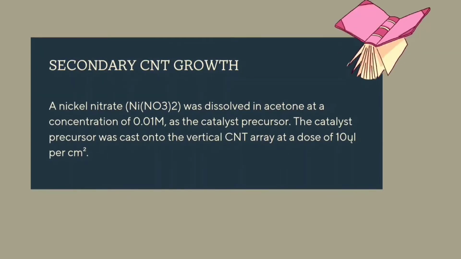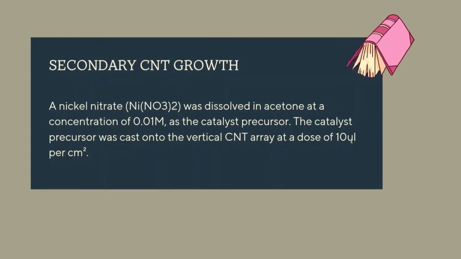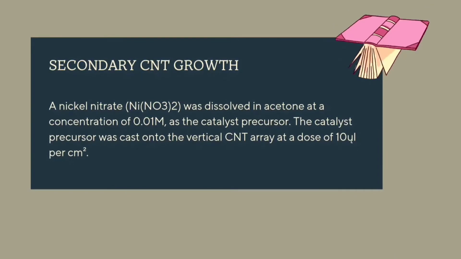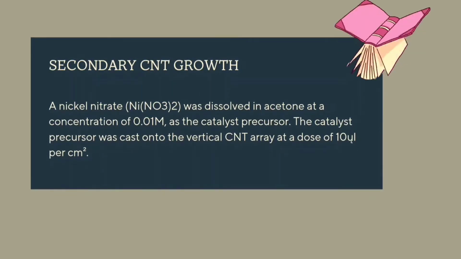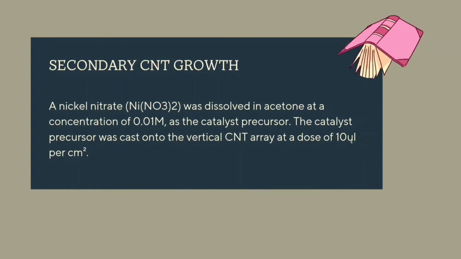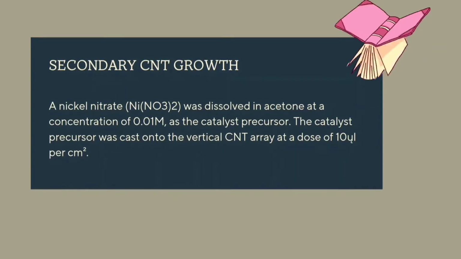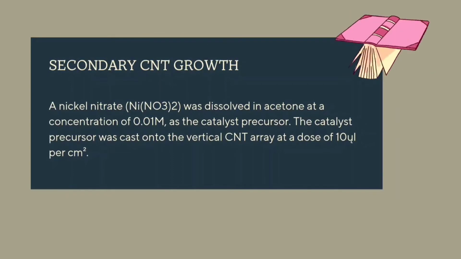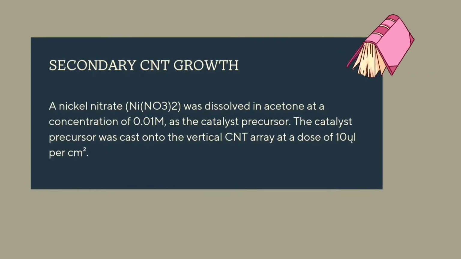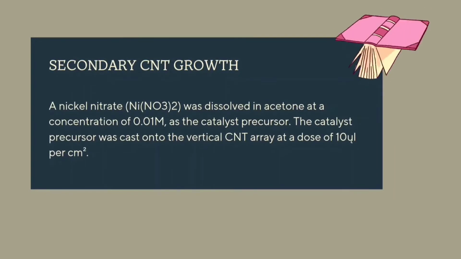Temperature was raised up to 700 degrees Celsius under 70 SCCM H2 and 200 SCCM Ar atmosphere. When the temperature reached 700 degrees Celsius, ethanol vapor was introduced into the furnace through a bubbler as the carbon source. The growth process took 15 minutes at 700 degrees Celsius, after which the ethanol vapor was cut off and the samples were then cooled down to room temperature.